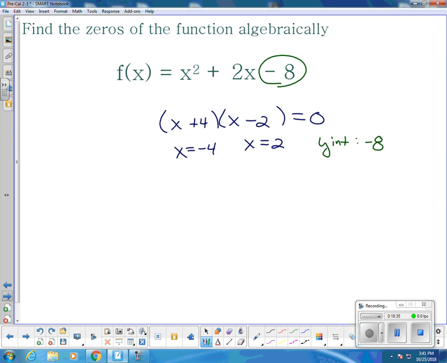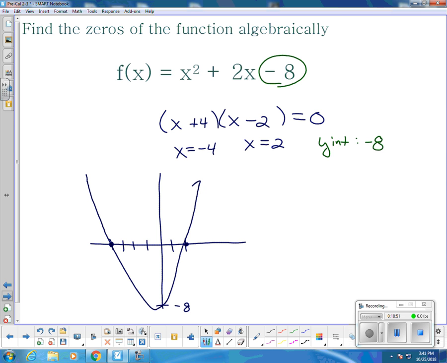And then we can graph. It is a positive even degree. So that tells me it's going to start high, and curve down, hit that y-intercept, come back up and hit the other x-intercept. Again, we could find the vertex if we wanted to find that extra point, but we don't need to. I just want to look at a sketch. Right?